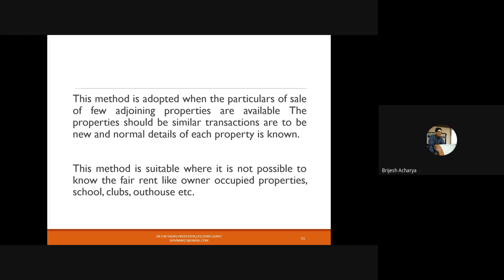Probably you know better than me. The property should be similar, and transactions are to be new and normal. When we want to do comparison, some of you may ask, sir, when I am using this direct comparison method, which value do I have to compare? Therefore it is written that new and normal details of each property are known, meaning you have to check the new transaction, not the old one, and with that you can compare the value of the property. This method is suitable where it is not possible to know the fair rent, like owner-occupied properties, schools, clubs, outhouses, etc. So for these types of property, this method of valuation is suitable.